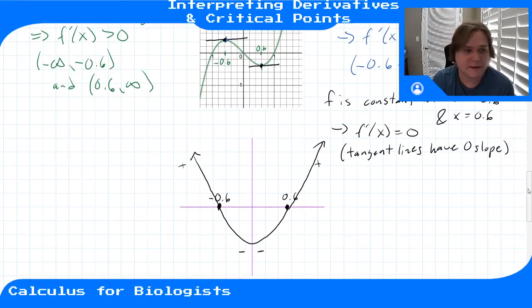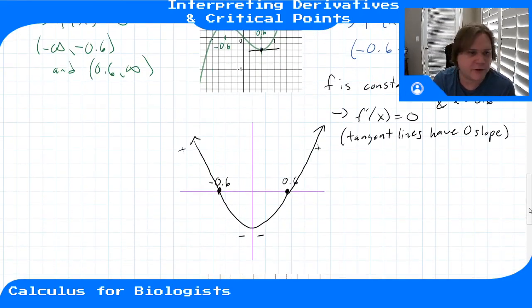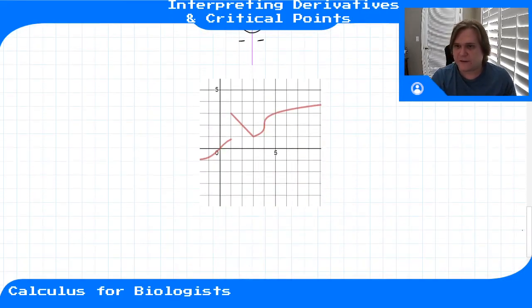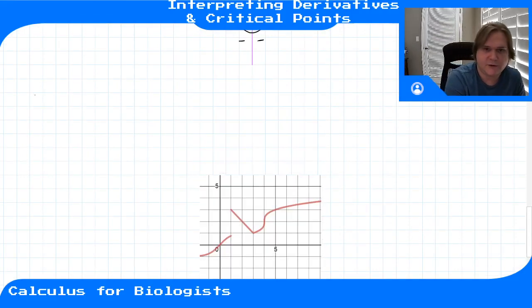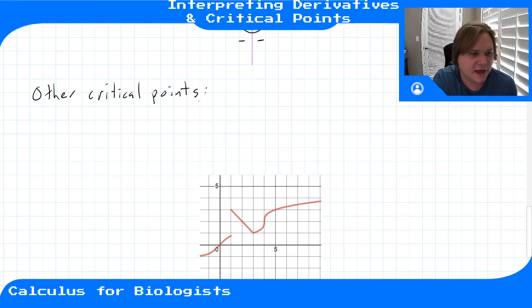We built this just from analyzing where our original function was increasing or decreasing, which tells us where our derivative is positive or negative, and when it's 0, at these critical points here. There are a few other types of critical points. Other critical points are where the function not only has zero derivative, but where it has no derivative.